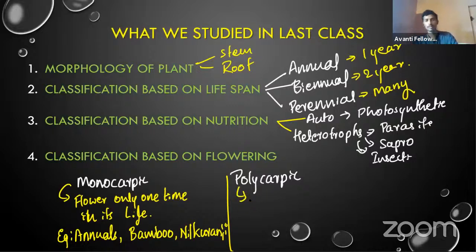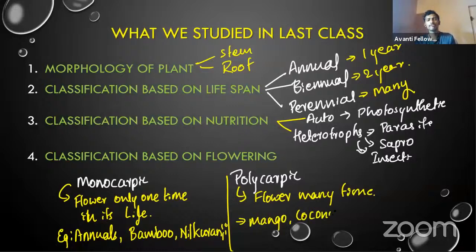Polycarpic, you probably got it now. Poly means many, carpic means related to flowering. That means they flower many times. Here I can't say all perennials, because some perennials are monocarpic. You can say all larger plants or trees like mango or coconut flower every year, or after every 2 or 3 years. They flower many times within their lifespan, whether 20, 100 or 200 years. That we call polycarpic.